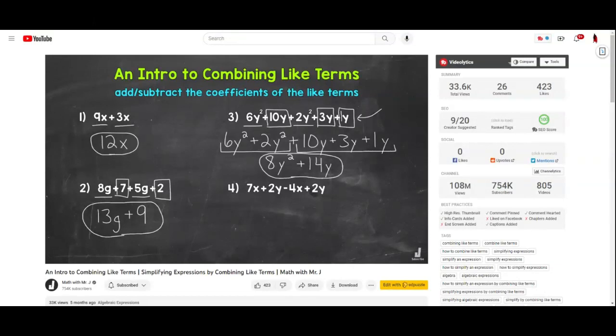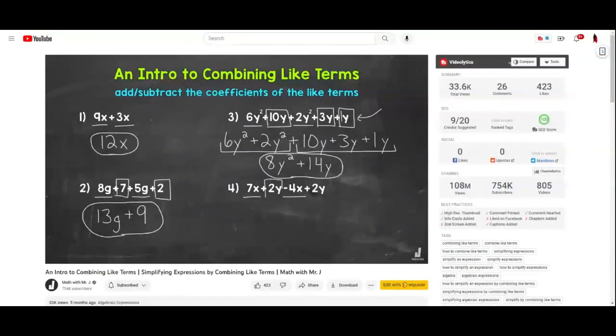Let's move on to number 4, where we have 7x plus 2y minus 4x plus 2y. Let's find any like terms that we can combine. We will start with 7x and negative 4x. Now, when we combine like terms, a term is going to take the sign that's in front of it. So this is negative 4x.